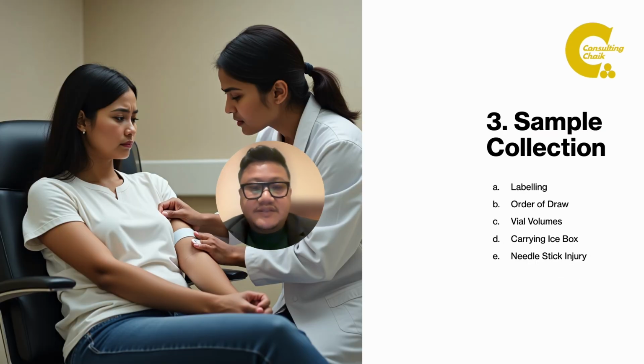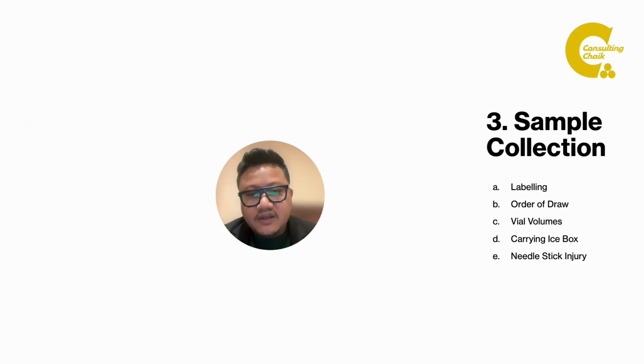And then we have our sample collection. In sample collection, the first thing is labeling. You need to label it correctly. Nowadays, many labs use barcodes. Then the most important thing in sample collection, not the most but a very important thing, is the order of draw.